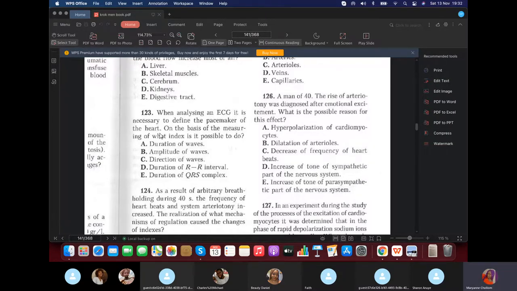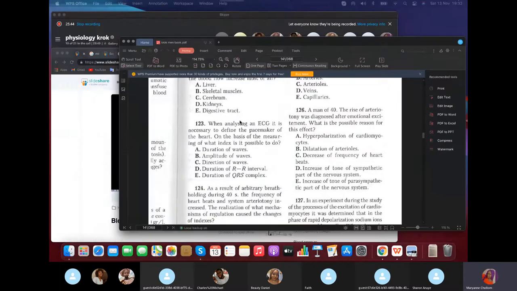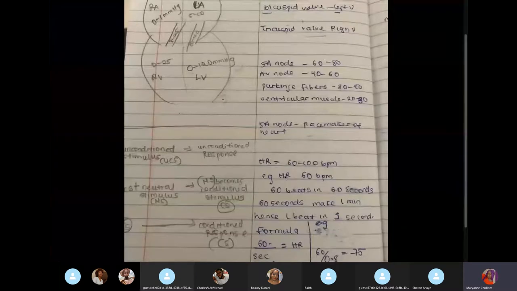On what basis, of the measuring of what index, is it possible to do? Remember I told you that the SA node sends impulses. Look, the SA node fires at 60 to 80 beats per minute. The AV node is 40 to 60 beats per minute. Purkinje fiber is 60 to 40 beats per minute, and so on.